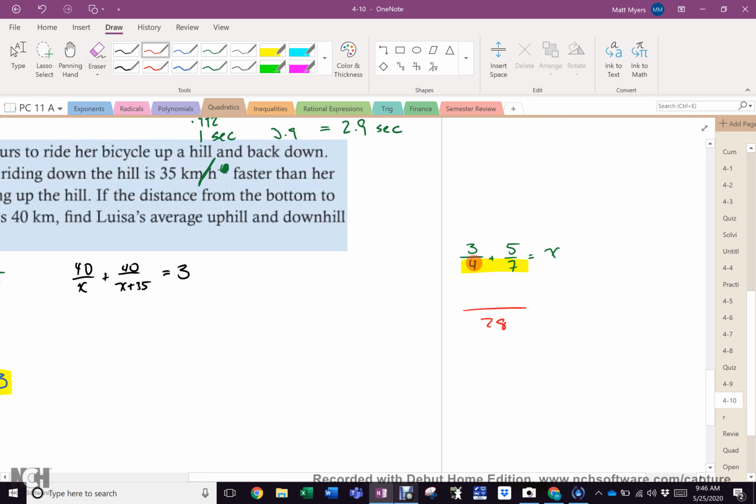What did you do here? You had to multiply that by 7. So what do you have to do to his partner? Multiply by 7. What do you have to do here? Multiply by 4. So what do you have to do here? Multiply by 4. See how it works? Now I've got a common denominator.